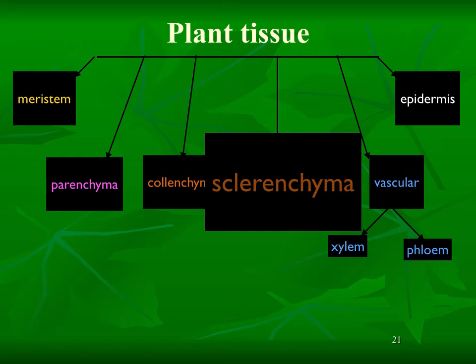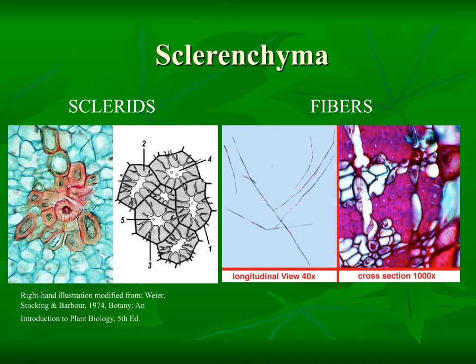So moving on to sclerenchyma. Sclerenchyma cells are modified cells with thickened cell walls, and they've been thickened with lignin. The cell contents will eventually die. You find sclerenchyma in sclereids and fibers, which you find in vascular tissue.